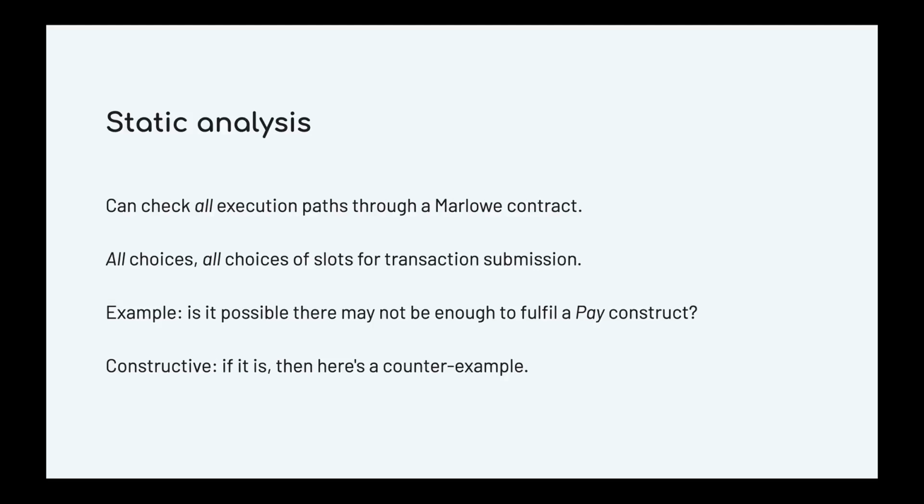That effectively checks all execution paths. And what it does is if the property is satisfied, that's fine. We get the result, yes, it's satisfied. If it's not satisfied, we get a counterexample. We get told, here's a way, here's a path through this contract that leads to a failed payment, a payment that can't be fulfilled. So here's an example of how it can go wrong.